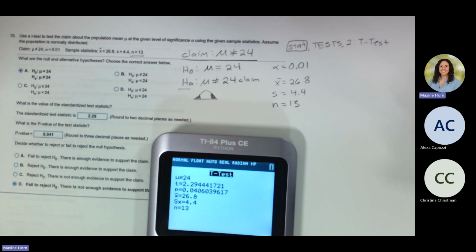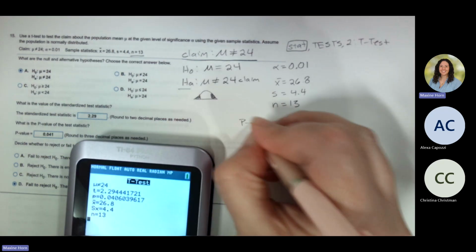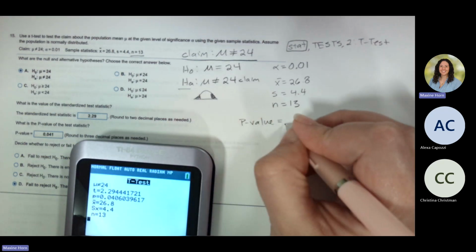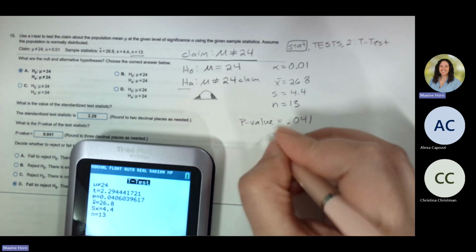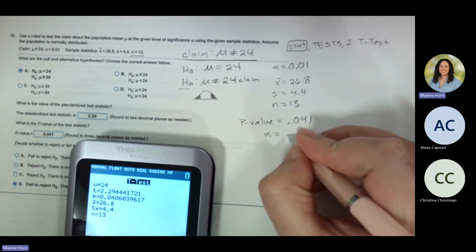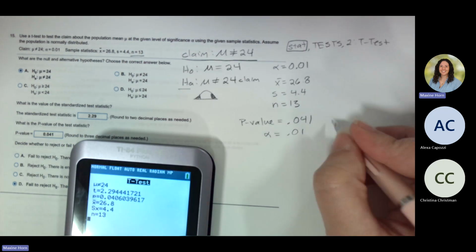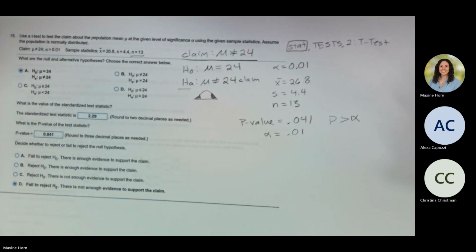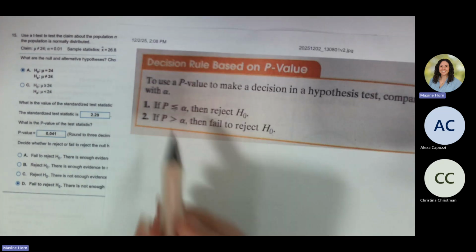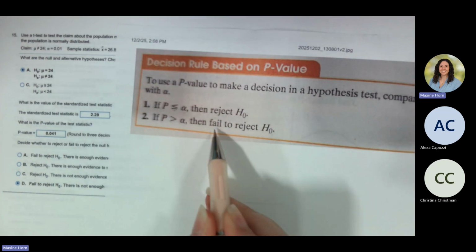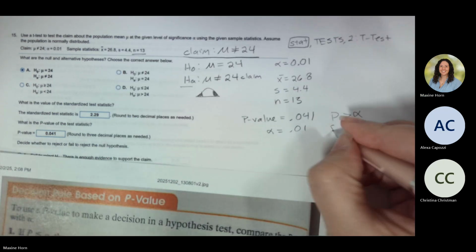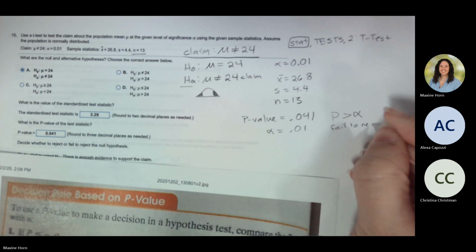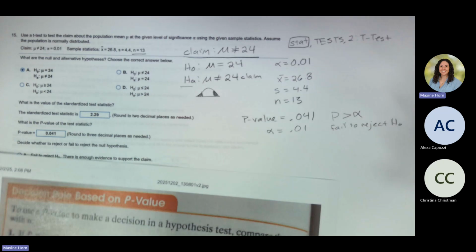We have a p-value of 0.041. If we go to 3 decimal places, that rounds to 0.041. Okay, so I have a p-value of 0.041. I have an alpha of 0.01. So my p-value is greater than my alpha. And what happens when p is greater than alpha? We fail to reject the null.